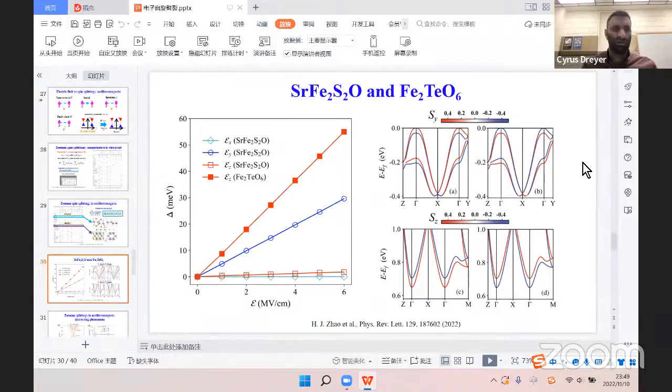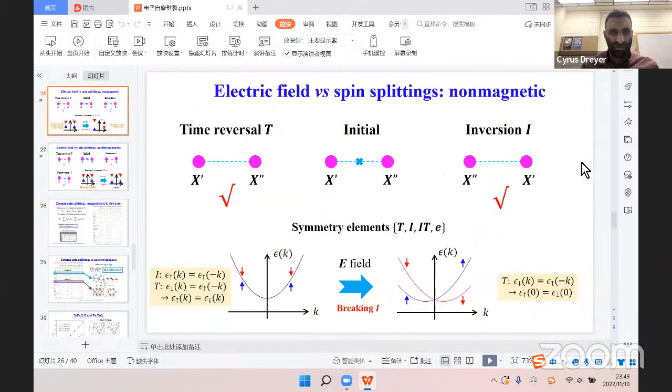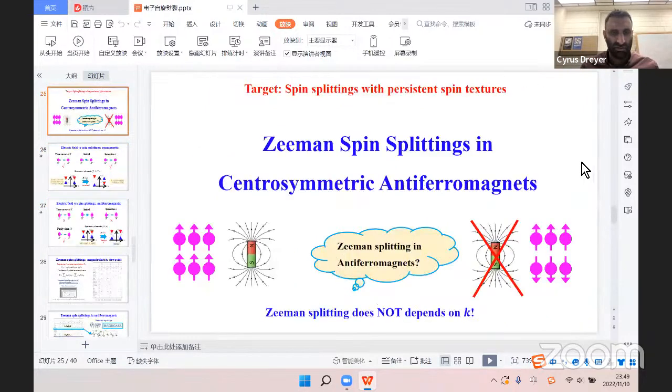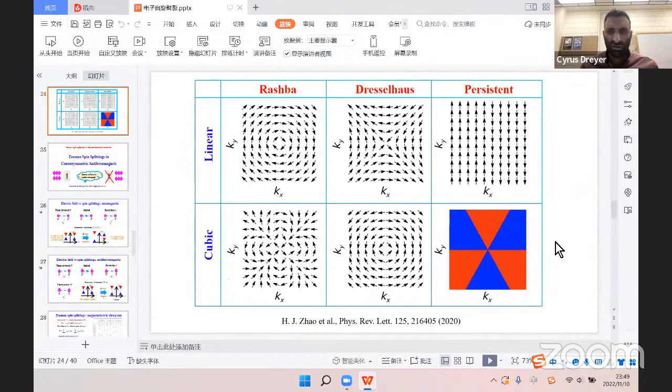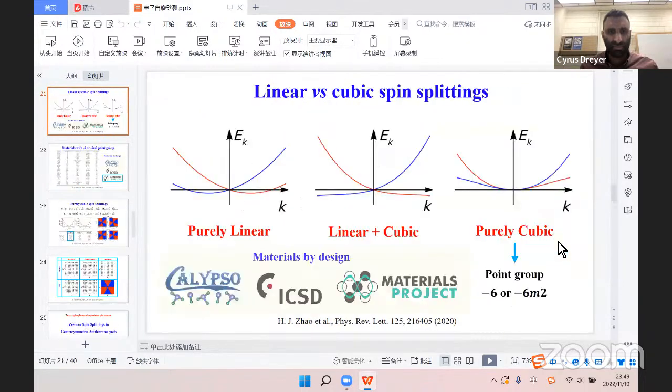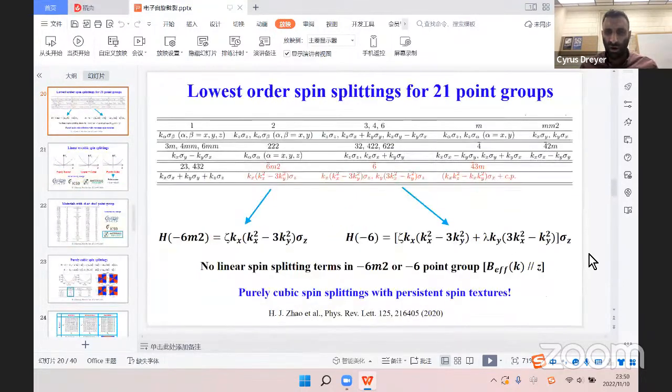Okay. Maybe one more question. You were showing this persistent spin texture that came from either a linear or cubic coupling between spin and k. Are there already cases of this linear coupling? You focused on the purely cubic coupling, right?